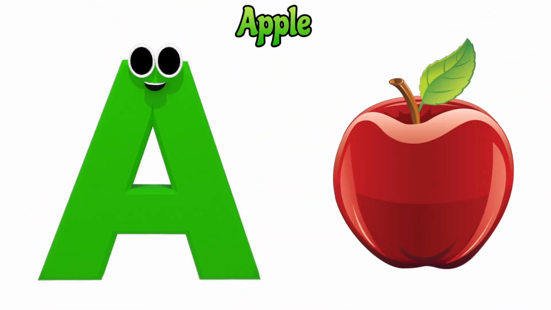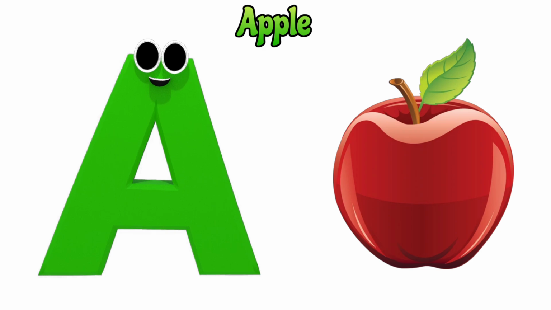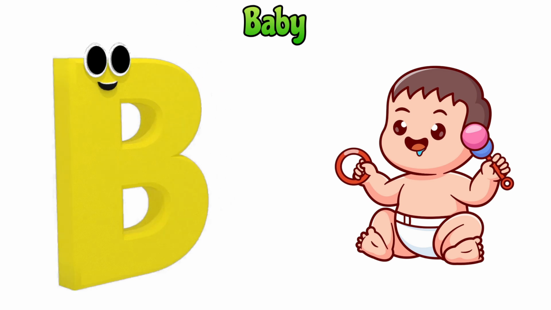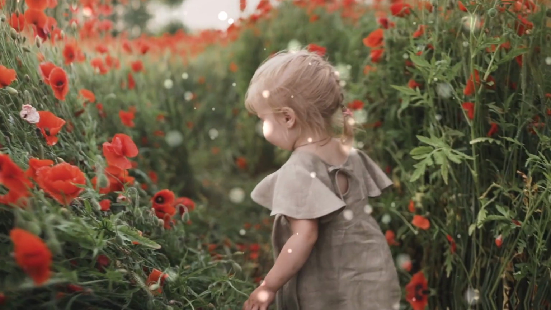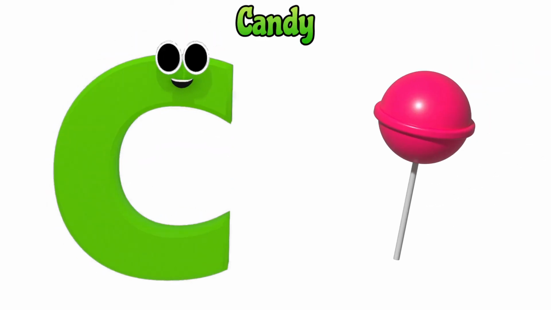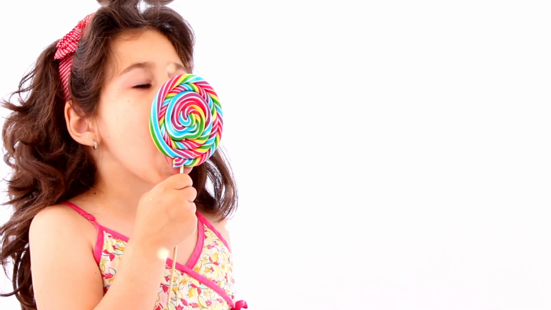A is for apple. Apple, apple. Red apple. B is for baby. Baby, baby. Small baby. C is for candy. Candy, candy. Cool candy. D is for diamond.